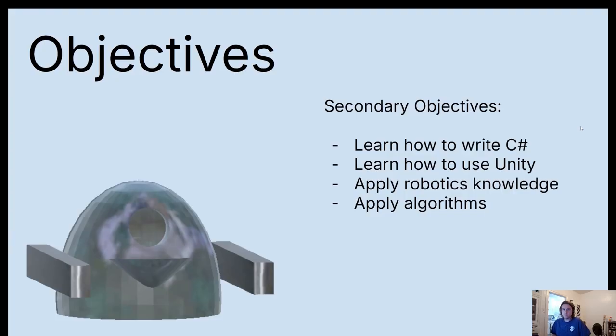Secondary objectives were to learn how to write C# code and how to use the Unity game engine. I also wanted to apply robotics knowledge from my robotics course and to apply algorithms that I learned in school.